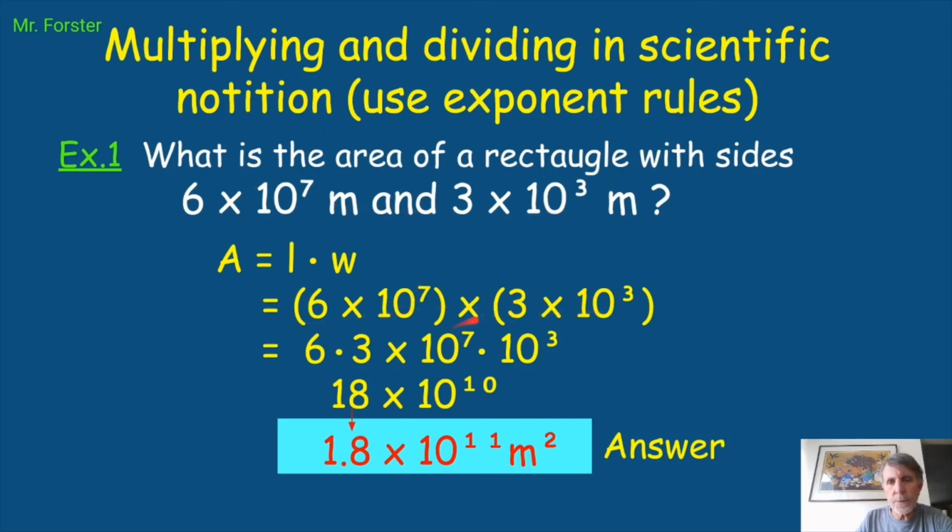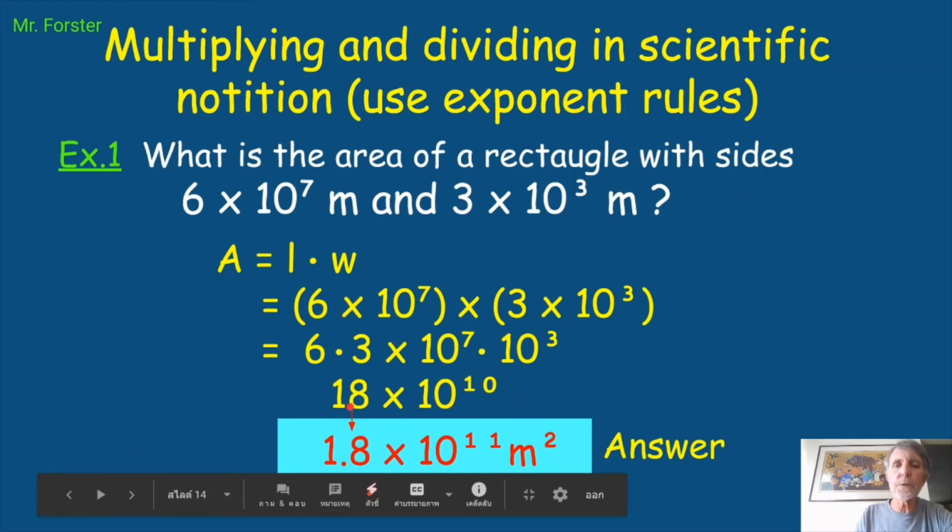Well, that's pretty easy. I'm going to rewrite this using the commutative property of multiplication. I can put the 6 times the 3 together, and that's 18, and the 10 to the 7th times 10 to the 3rd, well, I remember from last week when you multiply exponents with the same base, you just add their powers, so that's 18 times 10 to the 10th. Well, that's not in proper scientific notation, so we'll make this number smaller by 1 place value and this one bigger by 1 place value, and there's your answer in scientific notation, 1.8 times 10 to the 11th meters squared.